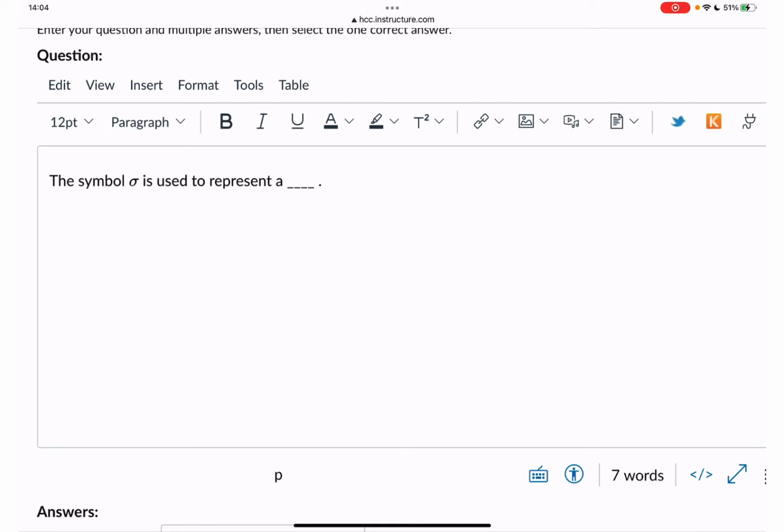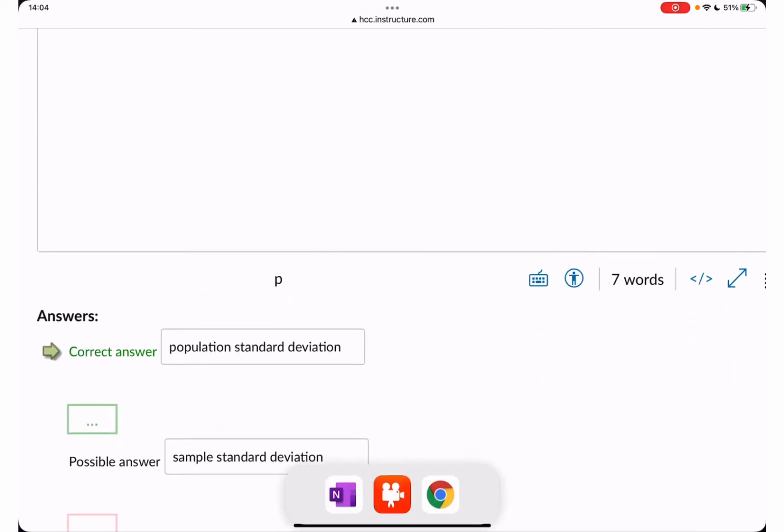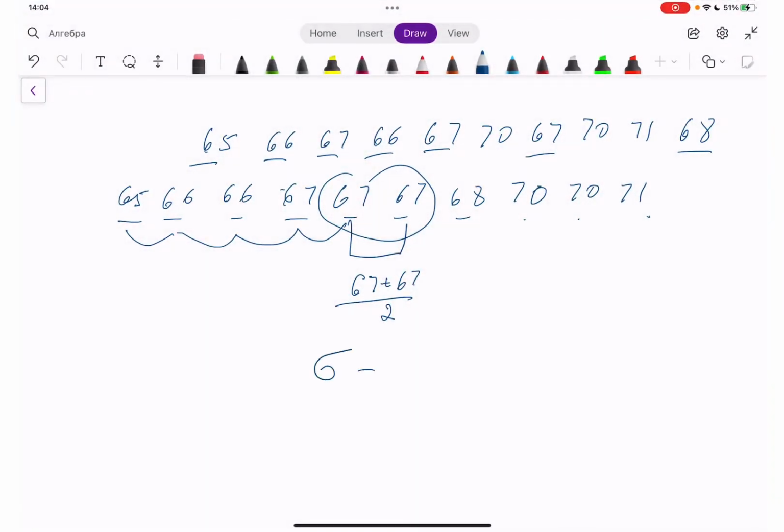What else do we have? The symbol sigma is used as the standard deviation for the population. Just so you know, sigma is the standard deviation of a population. On the other hand, S is the standard deviation of a sample. S is for sample. Just to remind you what standard deviation means, considering you have watched the lecture, the link of which you can find under the homework video.